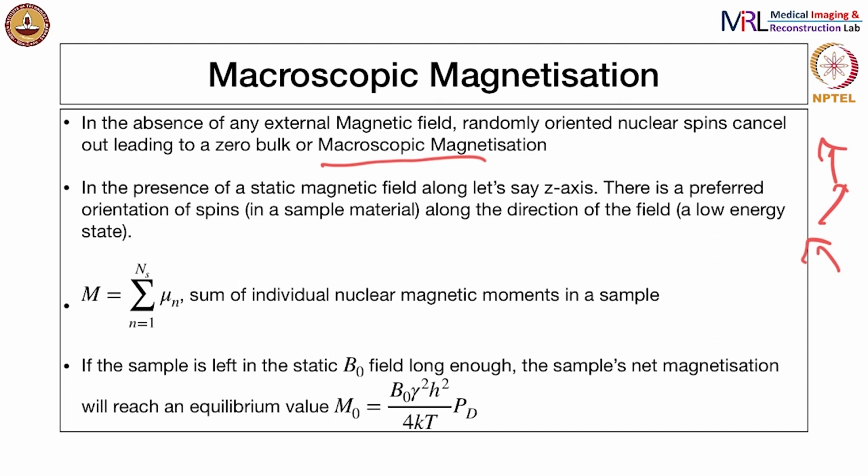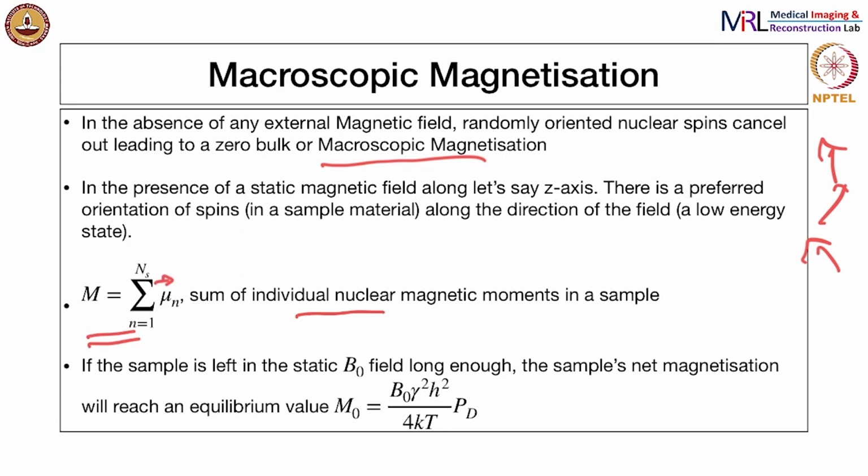The magnetization is a vector, and so is the magnetic field. What happens when there is a static applied magnetic field? There is a preferred orientation of spins along the direction of the applied field. This leads to a net magnetization, which we can write in this form, which is basically the sum of individual nuclear magnetic moments in a sample. You can think of this as a vector sum rather than a scalar sum.